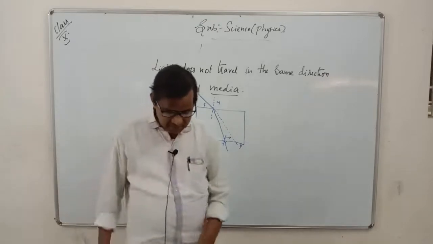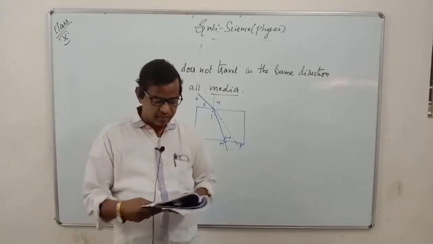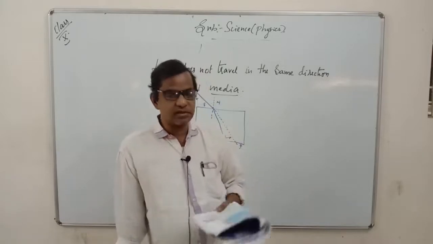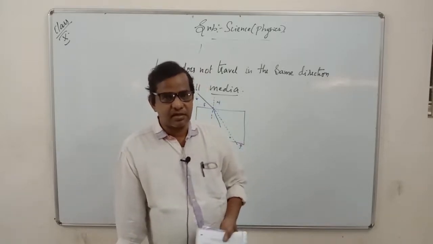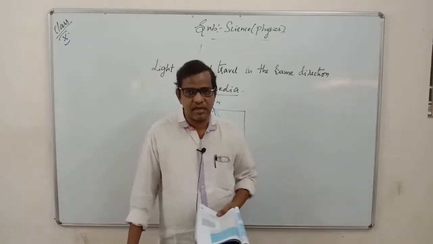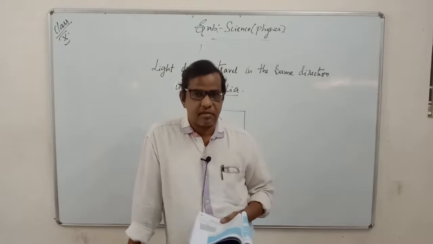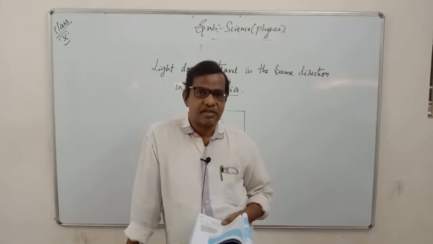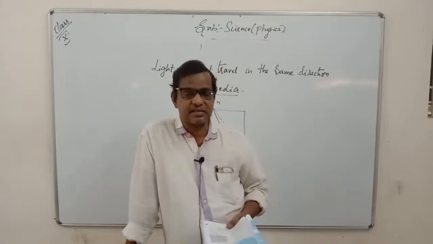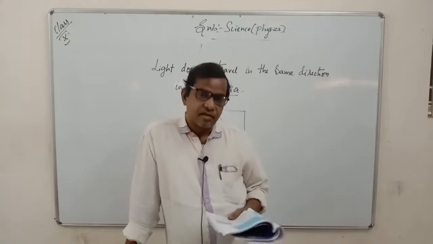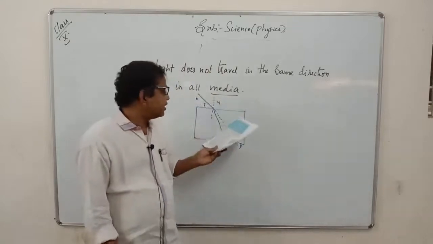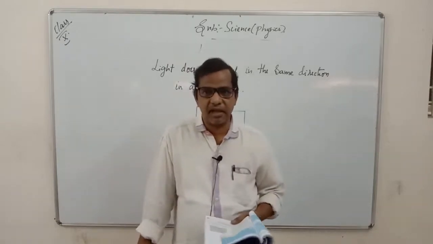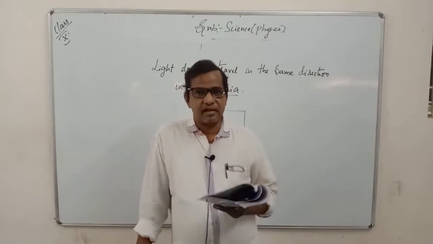So what happens in the rectangular slab? In this activity, we will note that the light ray has changed direction at points O and O dash. So why has the light changed its direction in this process? It is because of refraction. When light travels from one medium to another, the propagation of light changes in the second medium. Here one medium is air and the second medium is glass. So when light travels from air to the glass medium, the propagation of light goes on changing here.